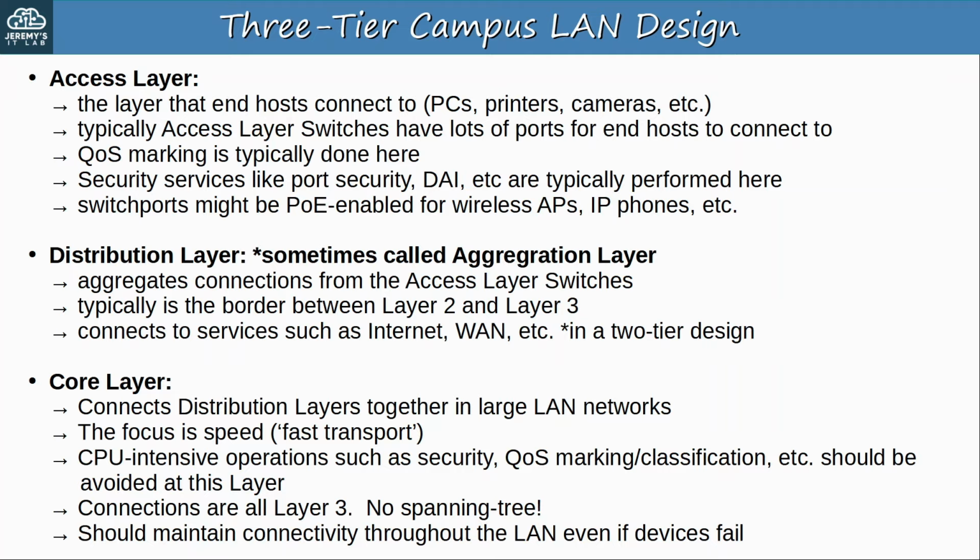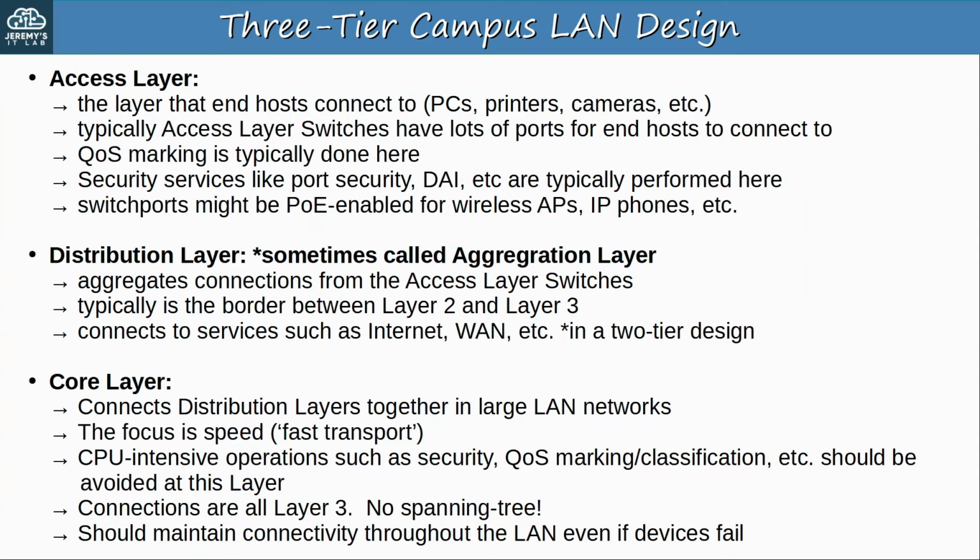Notice I added an extra note, saying that it is sometimes called the aggregation layer. Remember that, as aggregation of connections is an essential function of this layer. Finally, the core layer is used in large LANs to connect distribution layers together, and the focus is on speed, so we avoid operations like security and QoS marking and classification. All connections here are layer 3.